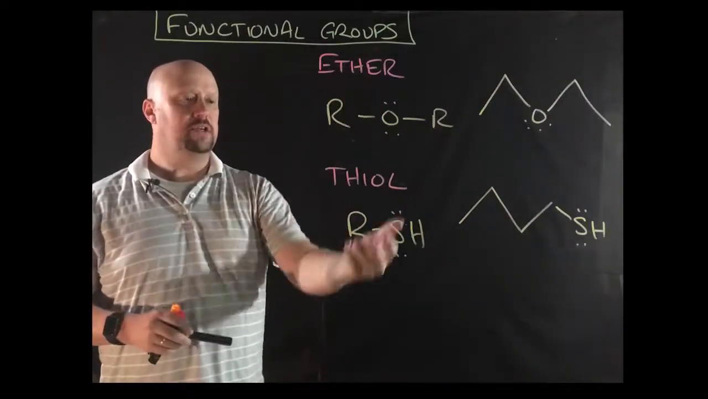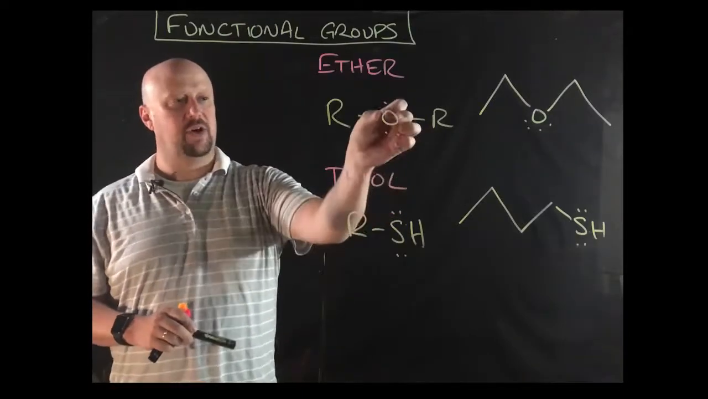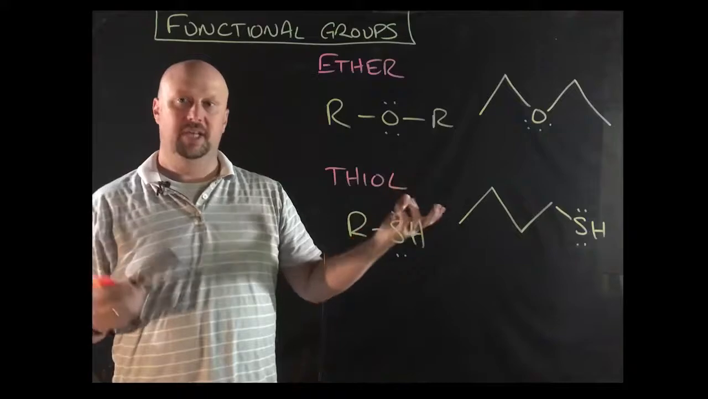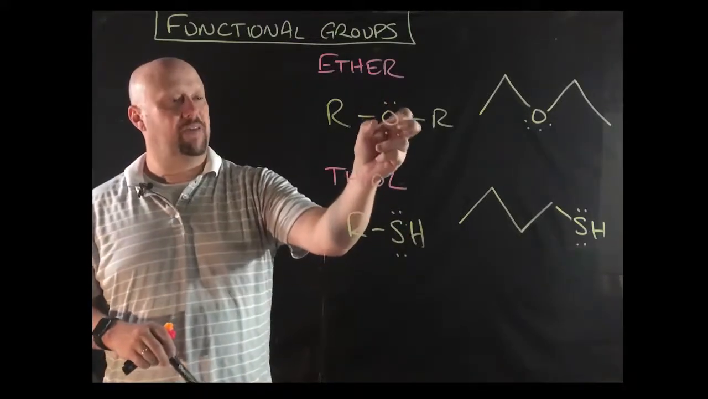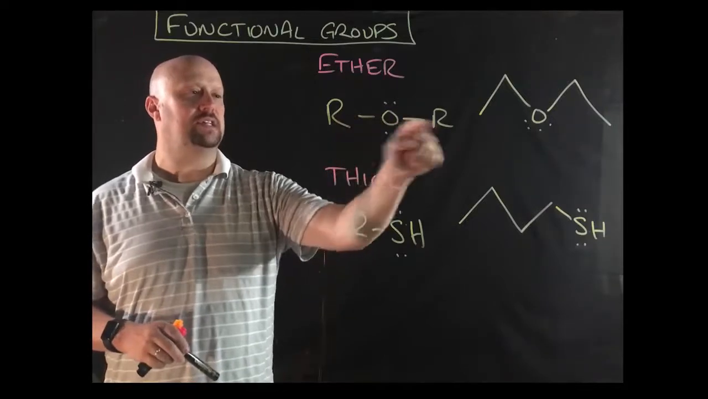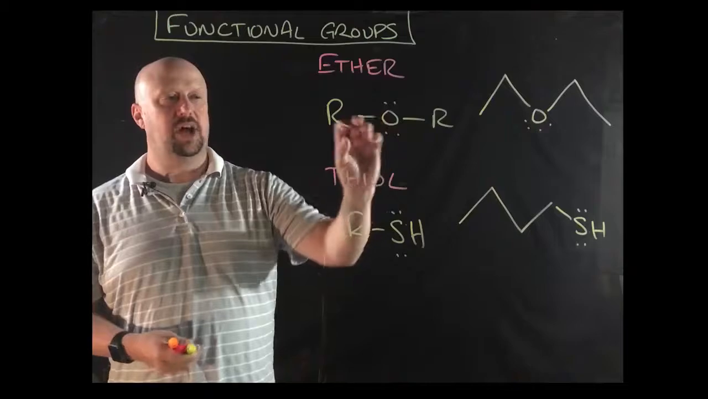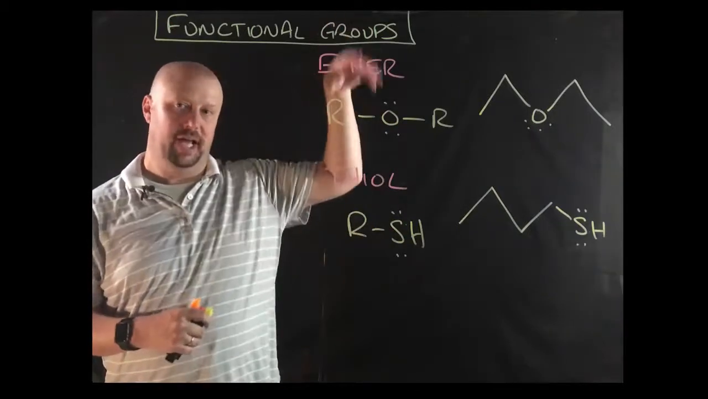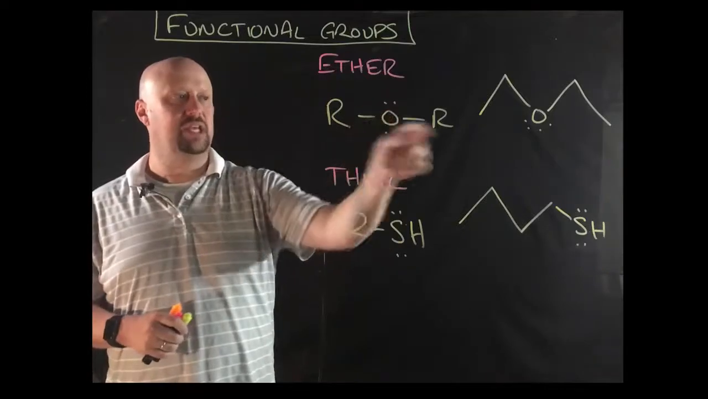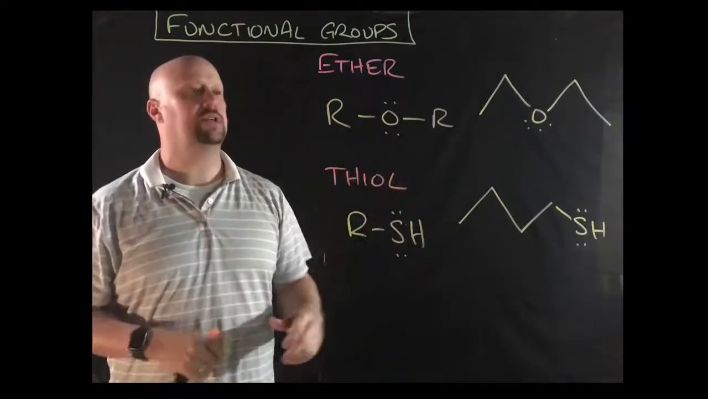Okay, so ethers and thiols. What makes an ether an ether is that you have an oxygen. You'll notice that oxygen is a common theme in a lot of these. But here the oxygen is essentially taking the place of a carbon in a chain. In other words, it's not hanging off to the side like the carbonyl group was. It's not just bonded to a carbon and hanging out on its own. It essentially is in the middle of the chain. It's breaking up two chains, you could say.